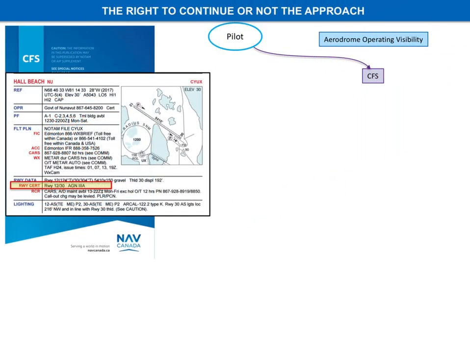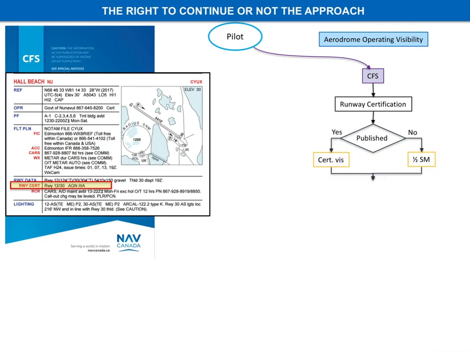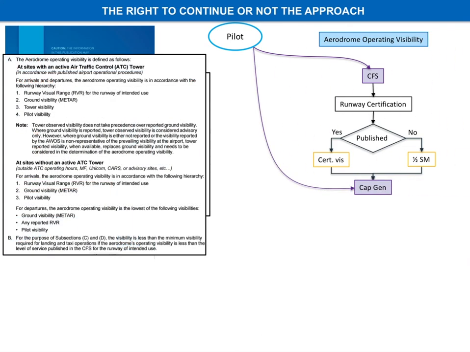On the airport page, we intend to carry the approach. And as we did earlier, we look under runway to runway certification. Is the aerodrome operating visibility specified for the intended runway or not? If not, now we know it automatically becomes 2600 RVR. We then open the CAP to CapGen page 16 to see how operating visibility should be determined today.